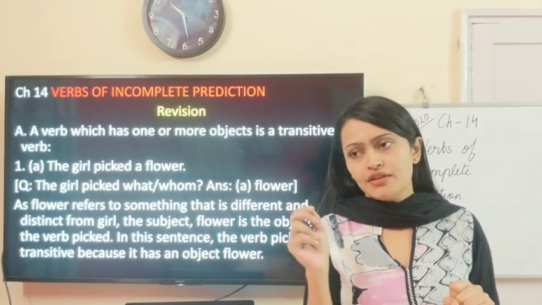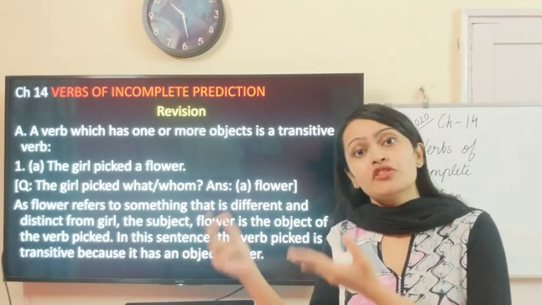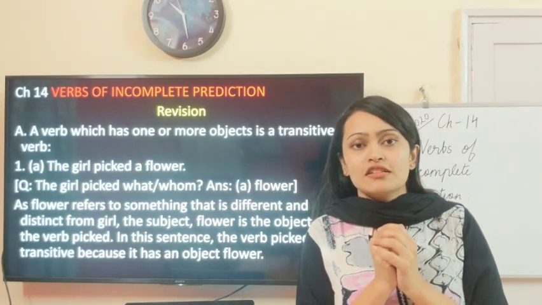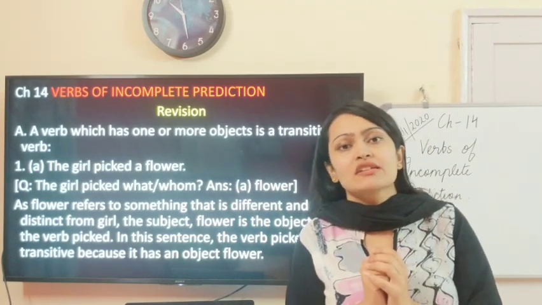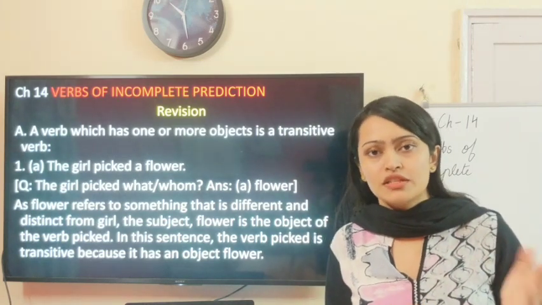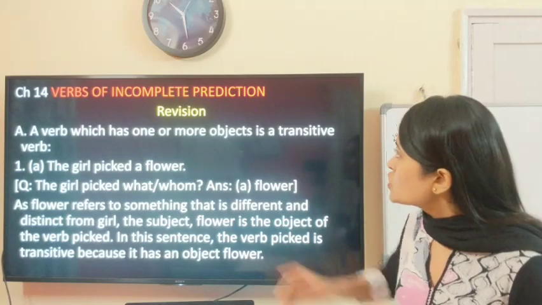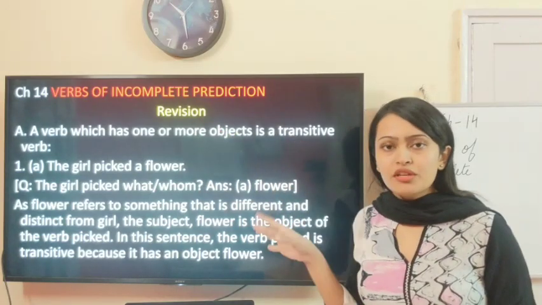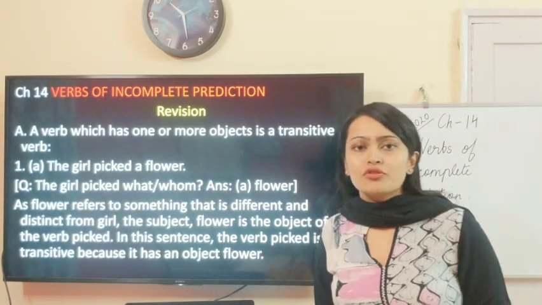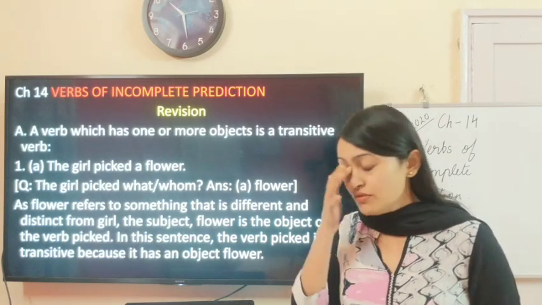meaning and which need the help of some other verbs, some other words, this new topic can be best understood if we revise a few topics that we have covered in the past. Okay, so this is the revision that we will be covering, and the revision is related to the chapter of transitive and intransitive verbs.